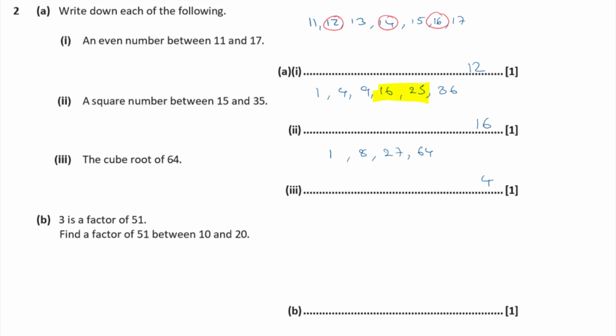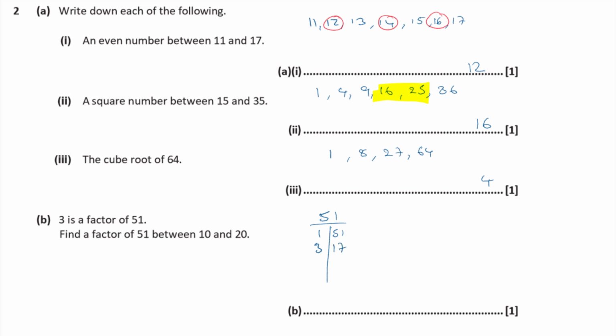Part B says 3 is a factor of 51. Find a factor of 51 between 10 and 20. So if I was finding the factors of 51, I've got 1 and 51. Neither of those between 10 and 20. 2 doesn't go. I know 3 does. 3 times what? 3 times 17?